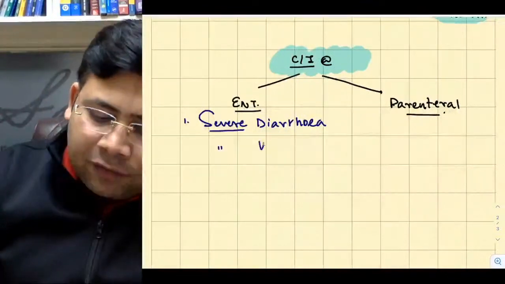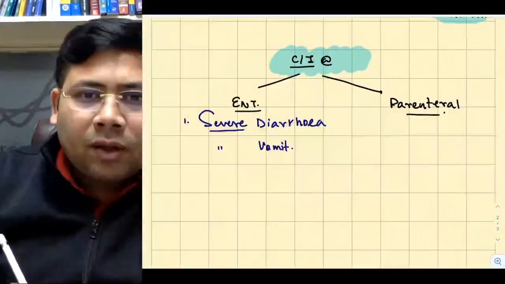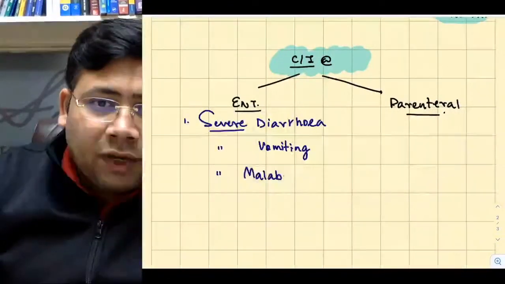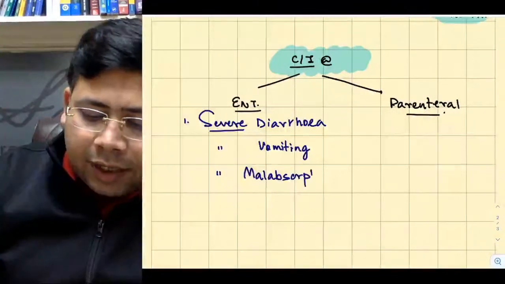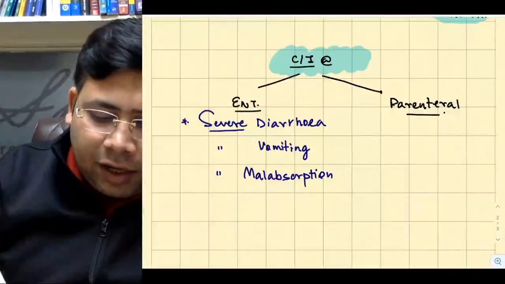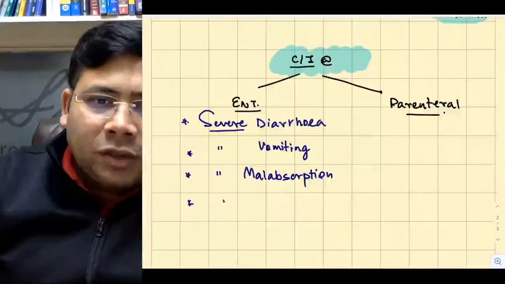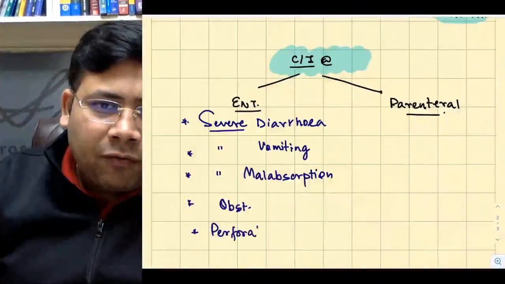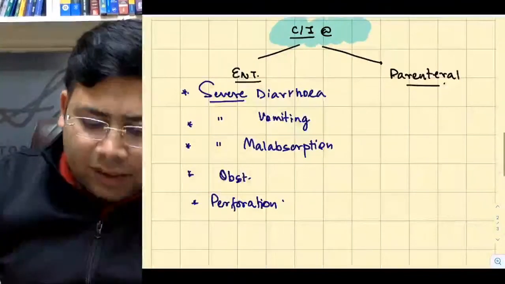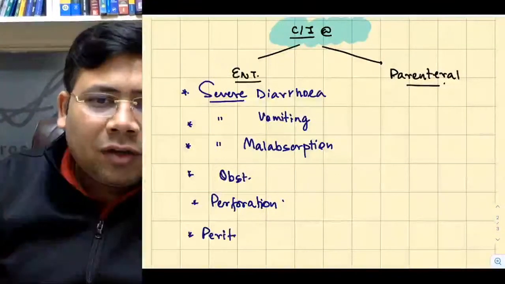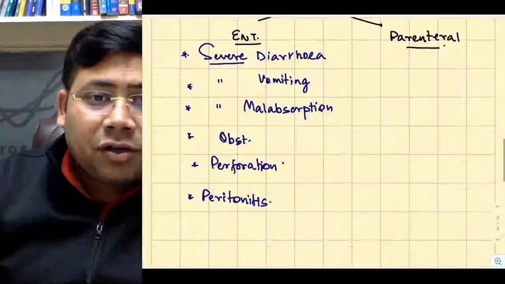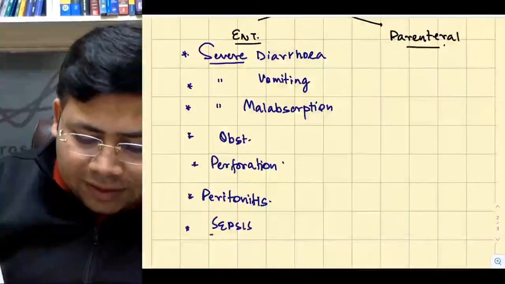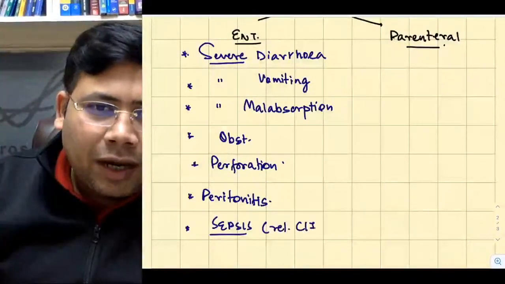The second is severe vomiting. So severe vomiting, severe diarrhea, severe level of malabsorption, yes. So these are the three. Again there is obstruction to the gut, perforation of the gut, yes, presence of peritonitis. This is again a contraindication. What else? One very important thing is sepsis. Sepsis is a relative contraindication for any form of nutrition.